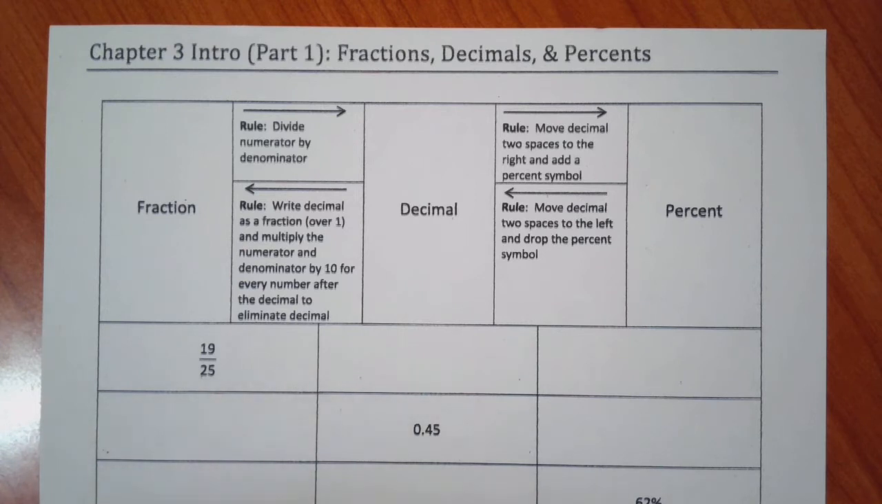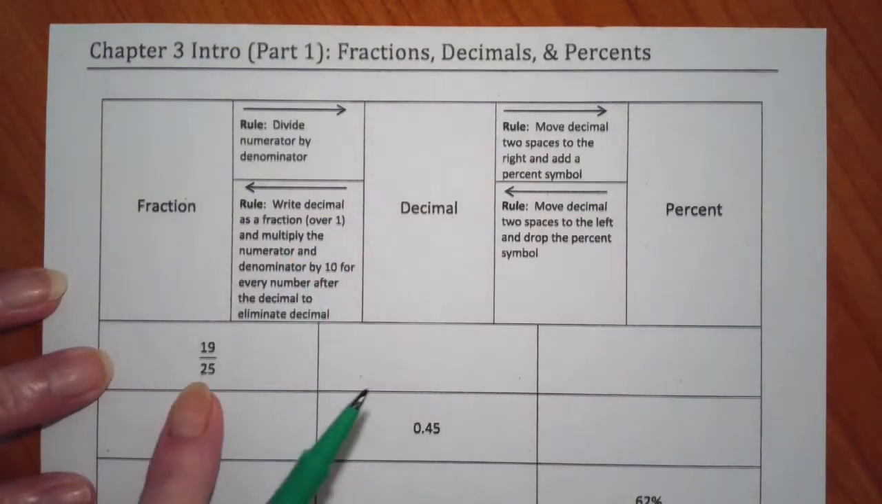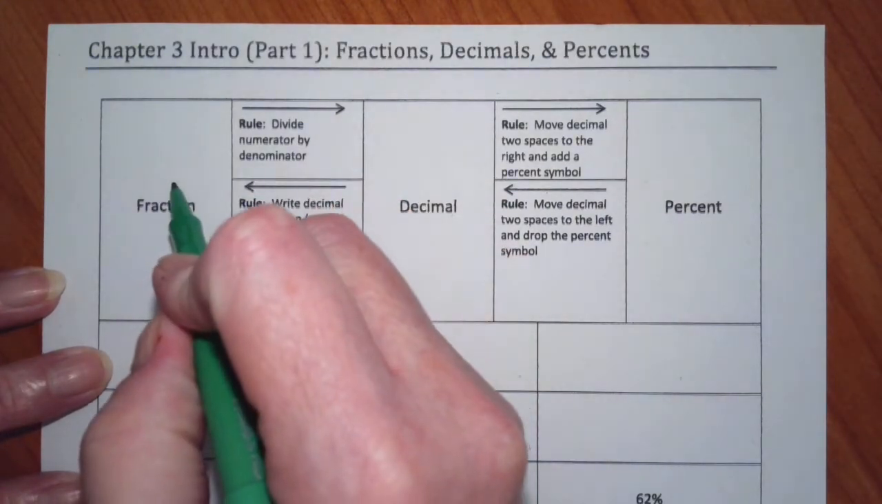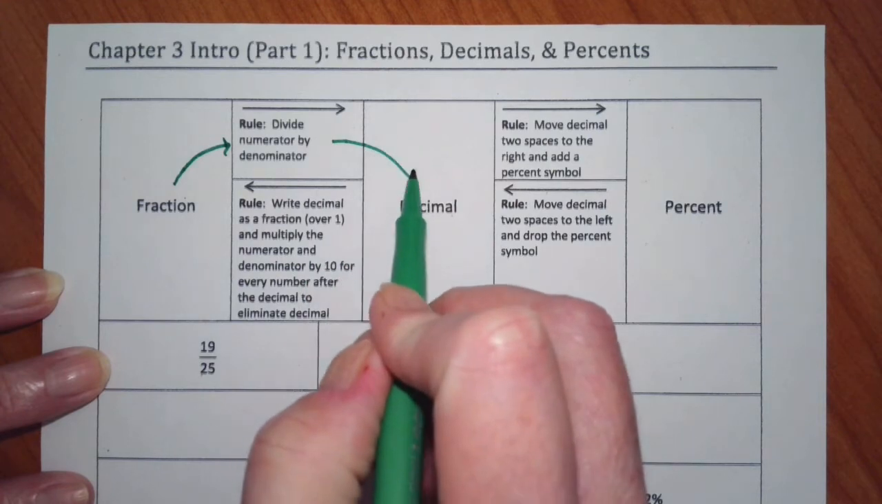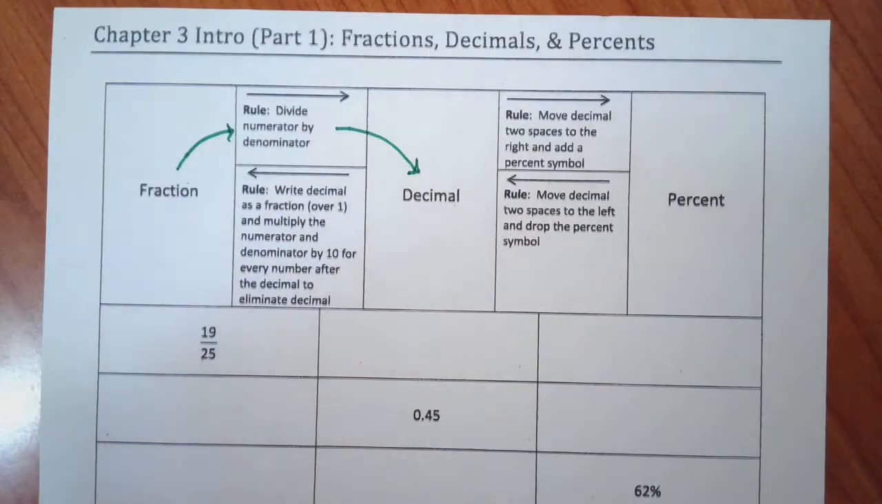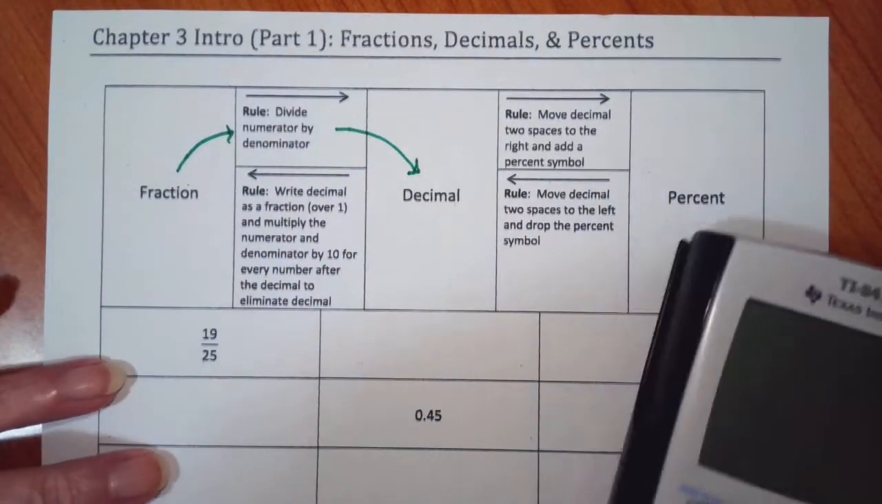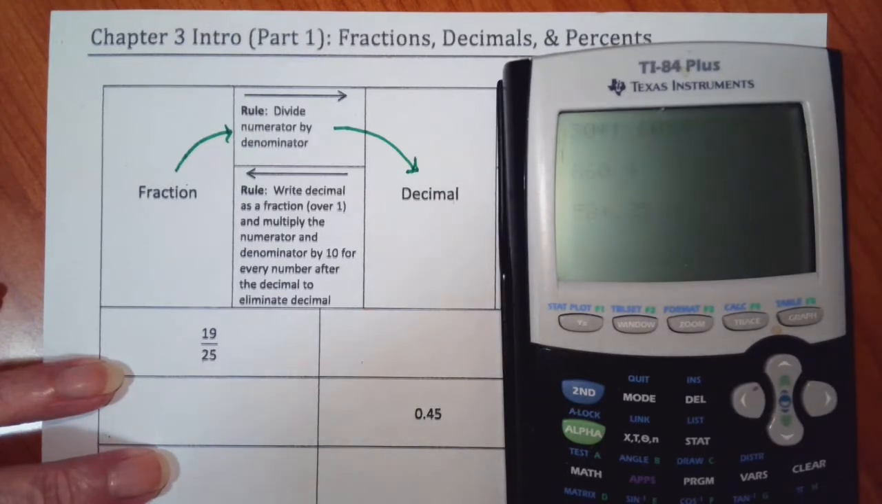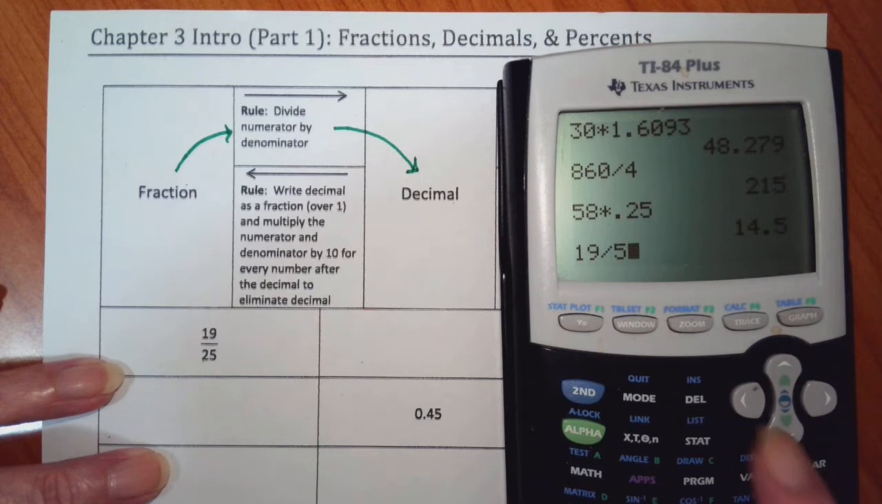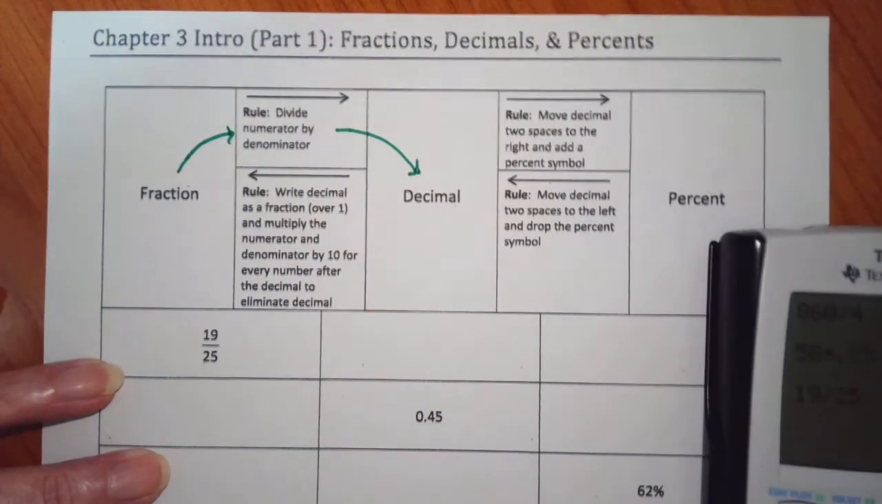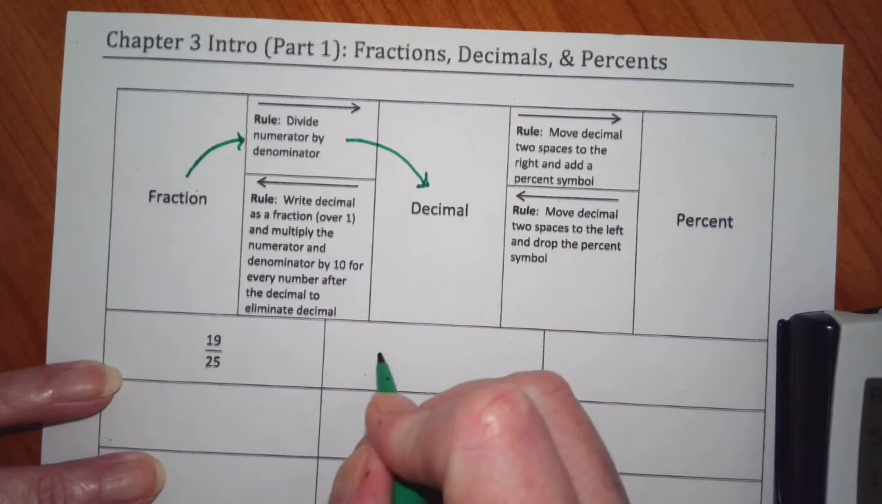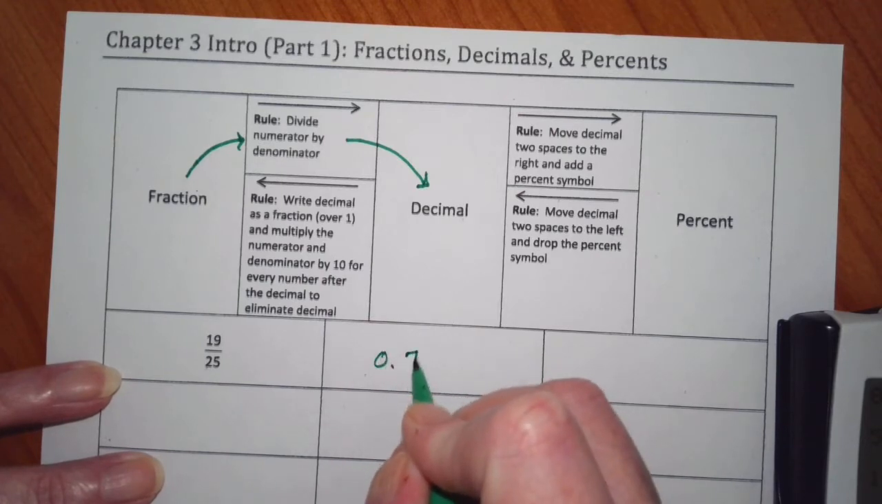Okay, so our first one here, we are going to go from a fraction to a decimal. So a fraction to a decimal. We're just going to get on our calculator, and however your calculator works, we're going to take 19 divided by 25, and I get 0.76. So I'm going to write this as 0.76.